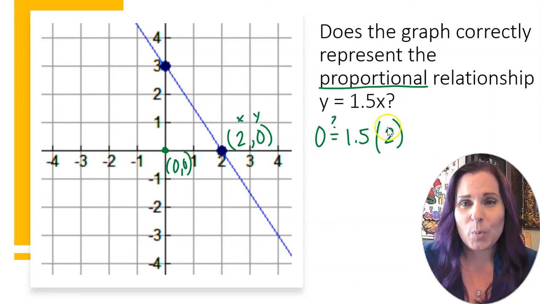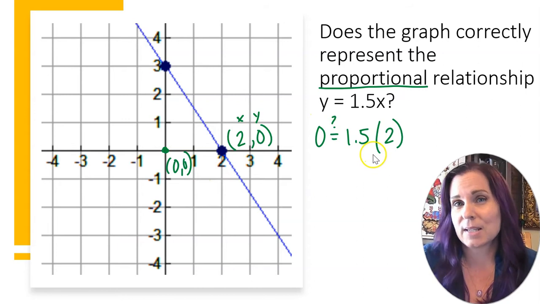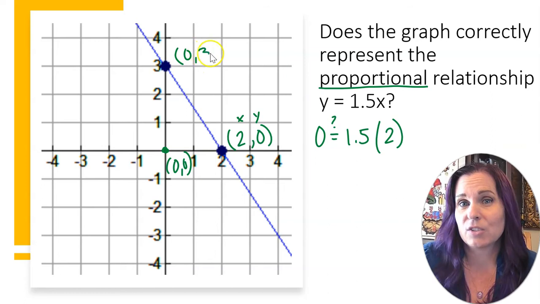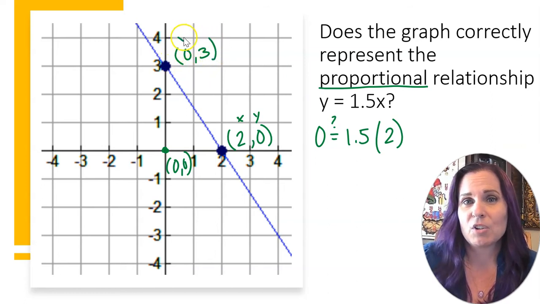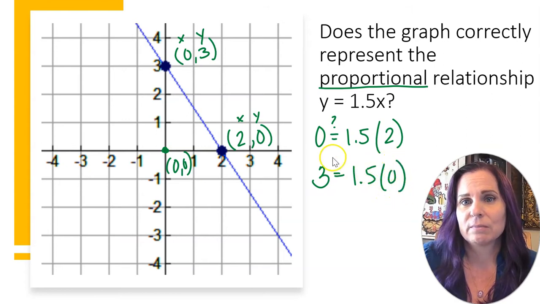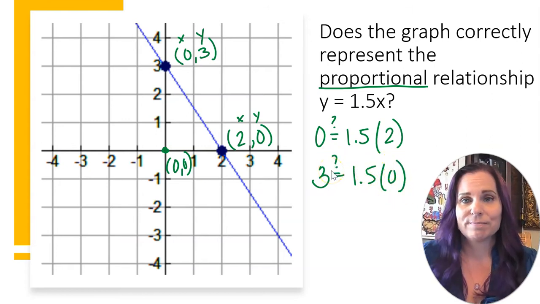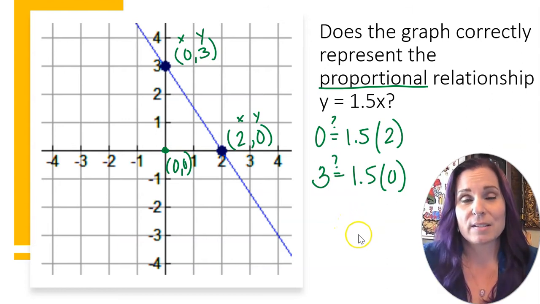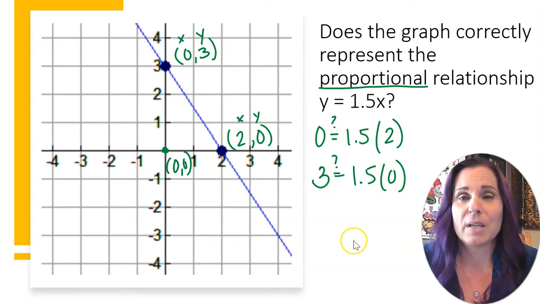So when I plug those points in, even if I try this other point, 0, 3, let's just try it. If I put 0 in for x and 3 in for y, I would have 3 equals 1.5 times 0. Again, does that work? No. Again, it doesn't work. So the points that are on the line don't fit in the equation. They don't give us true statements when we plug them in.